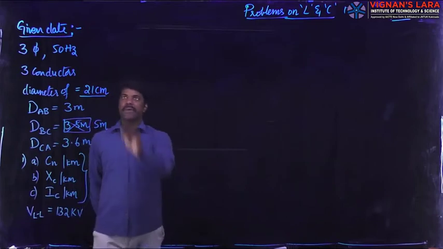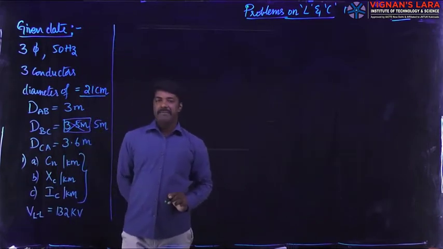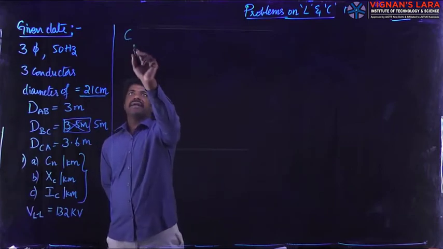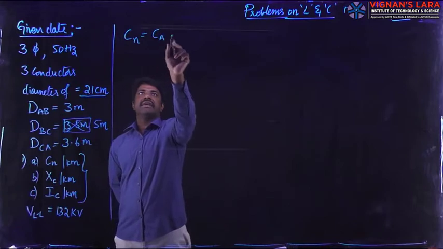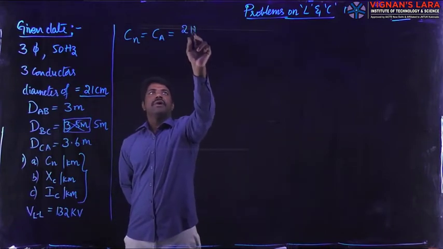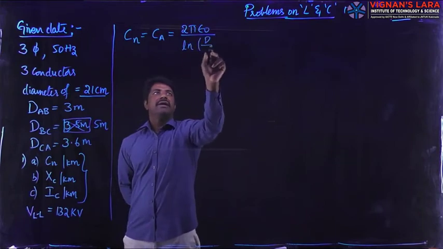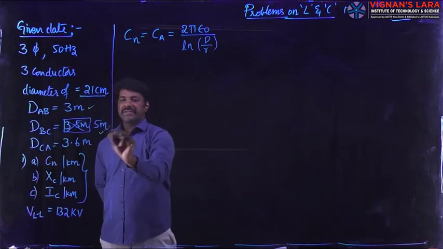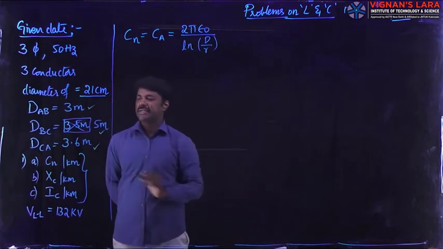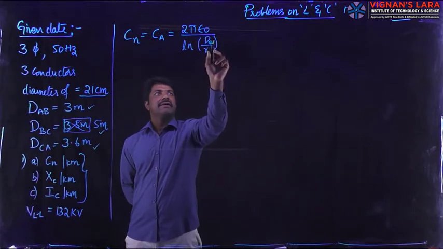Coming to the solution part, let us see the solution. We know that the capacitance of a conductor with respect to neutral, called Cn, can be written as Ca equal to 2 pi epsilon naught divided by ln of d by r. Since it is unsymmetrically spaced, by observing the distances of 3 meters, 5 meters and 3.6 meters, we can replace this d with d equivalent.